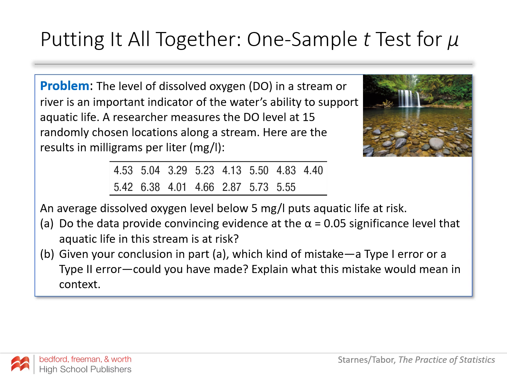All right, so let's go ahead and run a one sample t-test for mu. The level of dissolved oxygen in a stream or river is an important indicator of the water's ability to support aquatic life. A researcher measures the DO level at 15 randomly chosen locations along the stream. Here are the results in milligrams per liter. An average dissolved oxygen level below 5 puts aquatic life at risk. Do the data provide convincing evidence at the alpha equals 0.05 significance level that aquatic life in this stream is at risk? And after we finish that, we're going to talk about type 1 and type 2 errors.